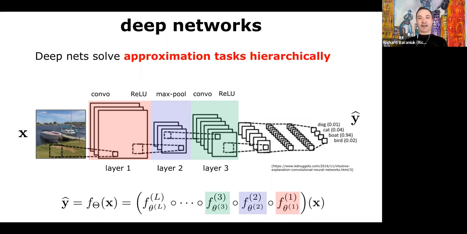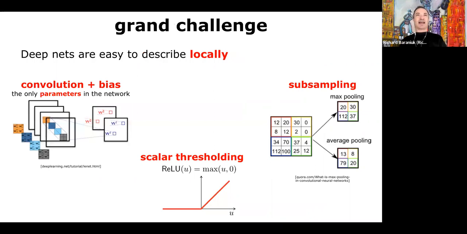Okay, and now we can actually pose what is really, as far as my group thinks, the grand challenge of deep learning, and that is that deep nets are just incredibly easy to describe locally. So what do we use to build up these operators or these layers?